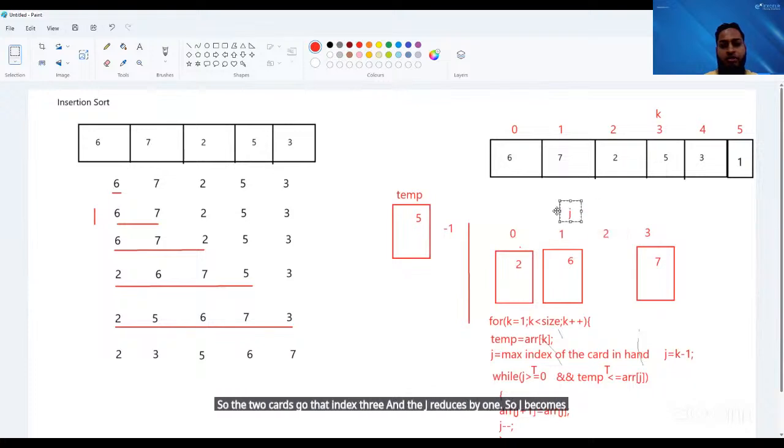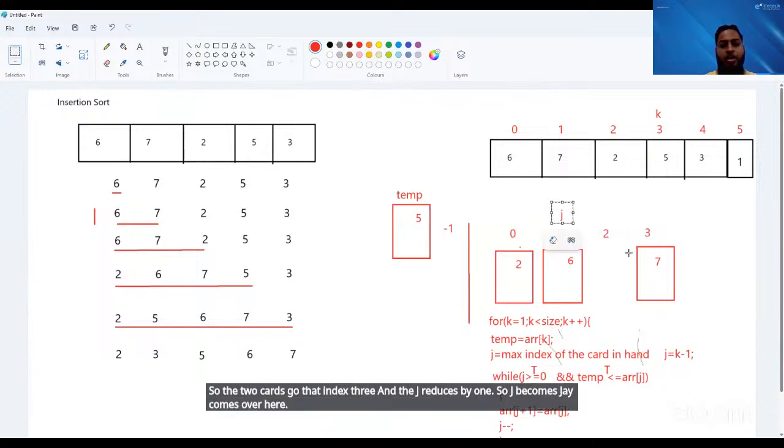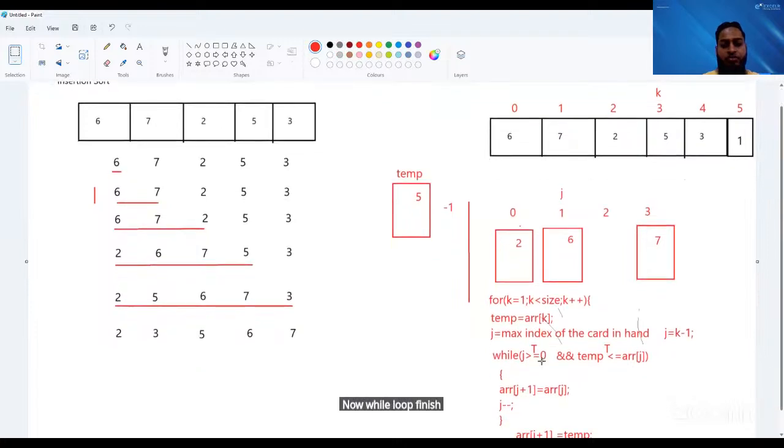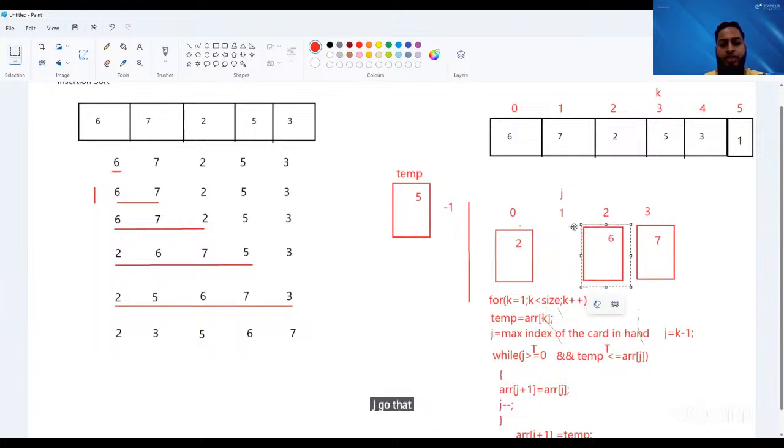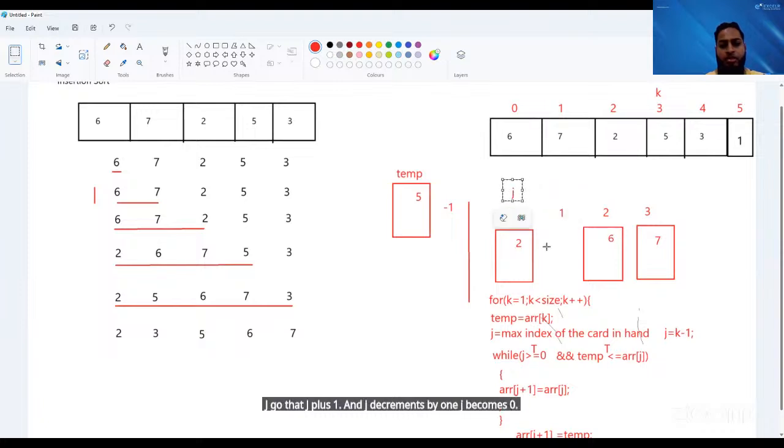Now the while loop finishes, again it goes up. Is J greater than or equal to 0? Is 1 greater than or equal to 0? True, yes. Is 5 less than or equal to 6? True, yes. Both true, so come inside the while loop. J goes at J plus 1, and J decrements by 1. J becomes 0. Now, is J greater than or equal to 0? True. Is 5 less than or equal to 2? This becomes false.